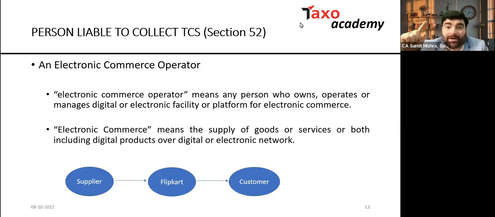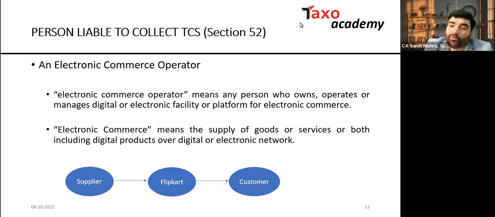Again, one more thing I would like to clarify. Take an e-commerce operator, for example, I am the owner of an e-commerce business selling kids' toys. I just created a portal and am selling those products over that portal. Nobody else is allowed to place their product on that platform. You can say this is an electronic commerce operator, but these kinds of transactions are not subject to TCS.